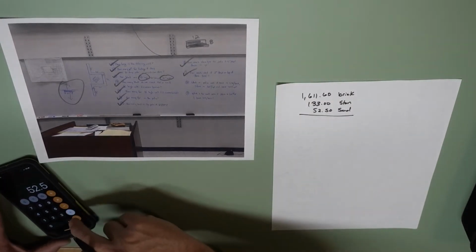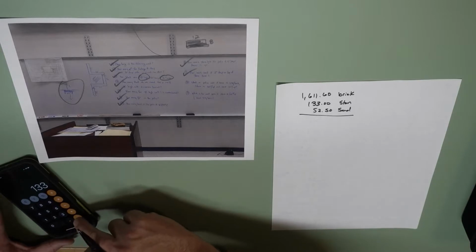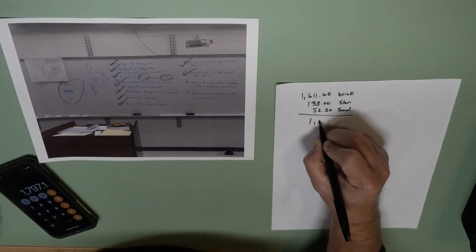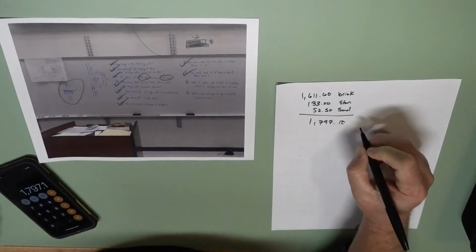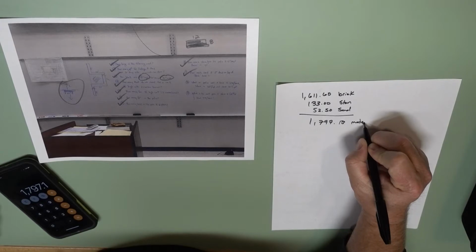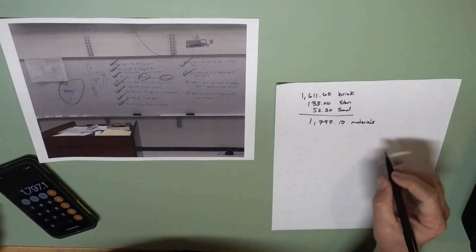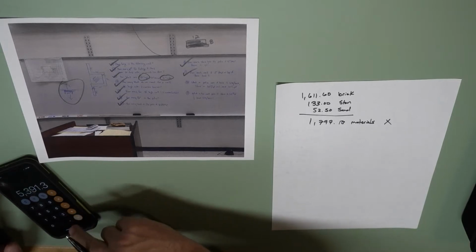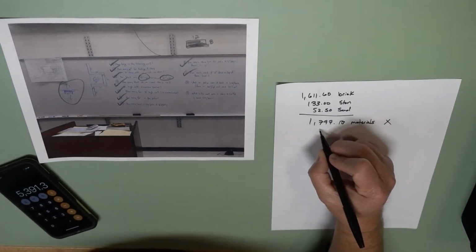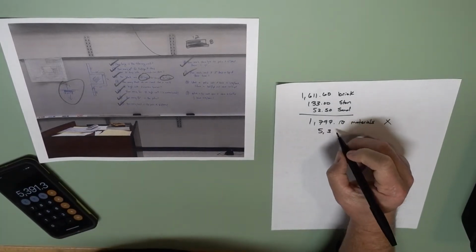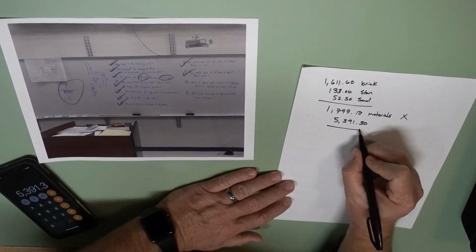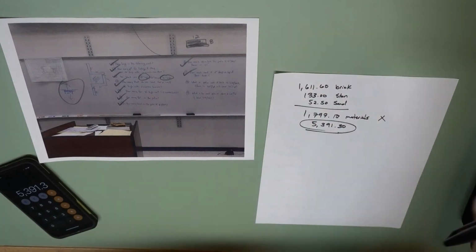So I'm going to add all these together. So I've got about $1,797.10 in materials. Now I'm going to multiply it times 3 to get my total price. That's labor. So about $5,391.30 for our patio.